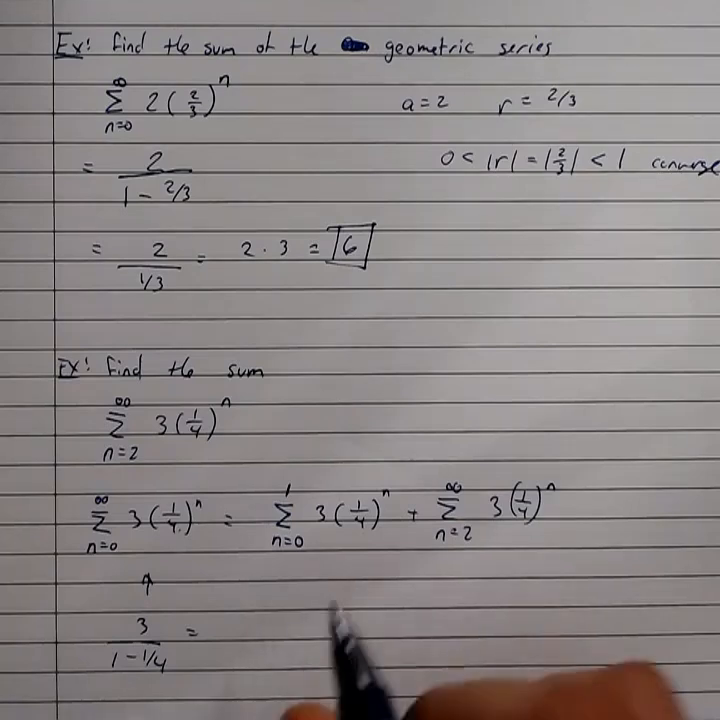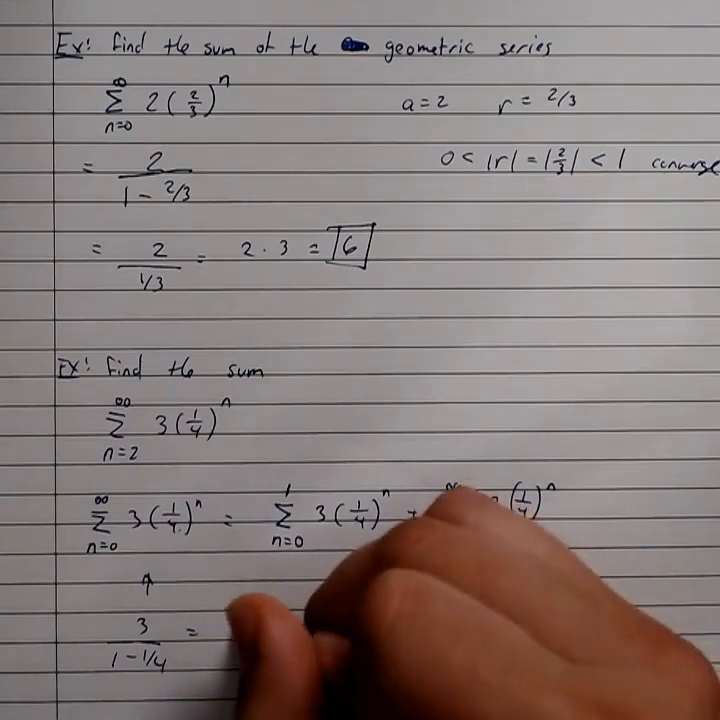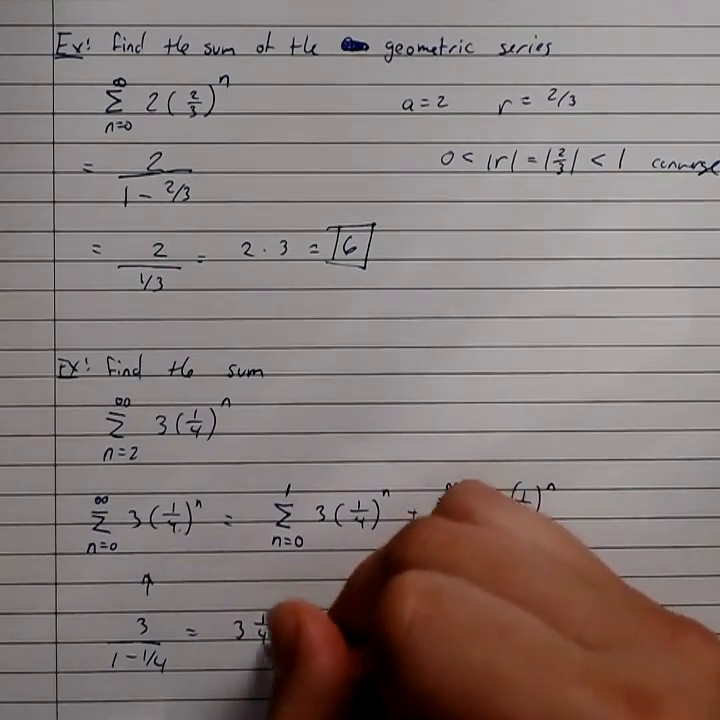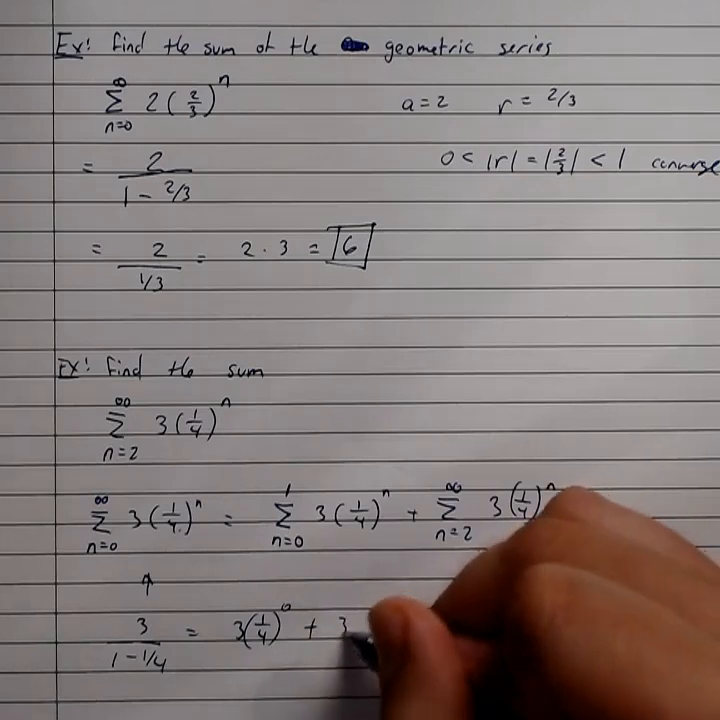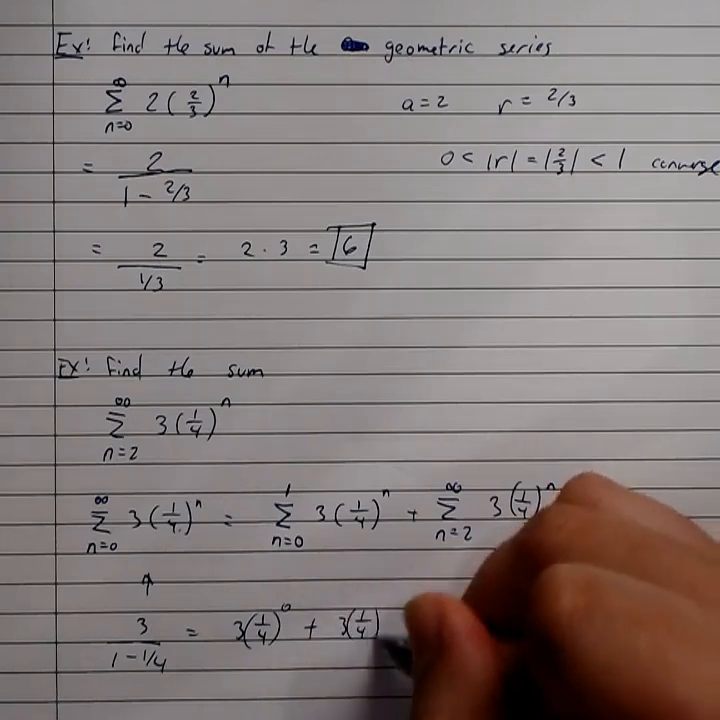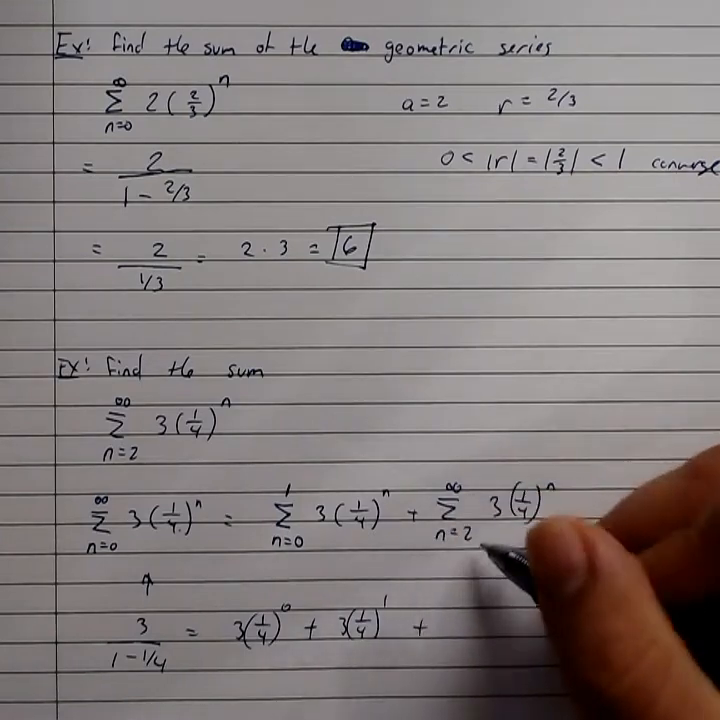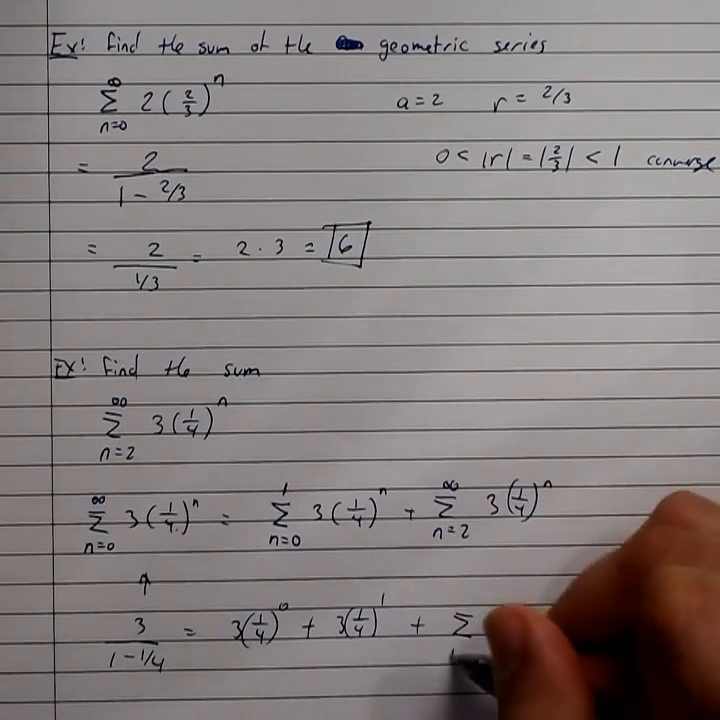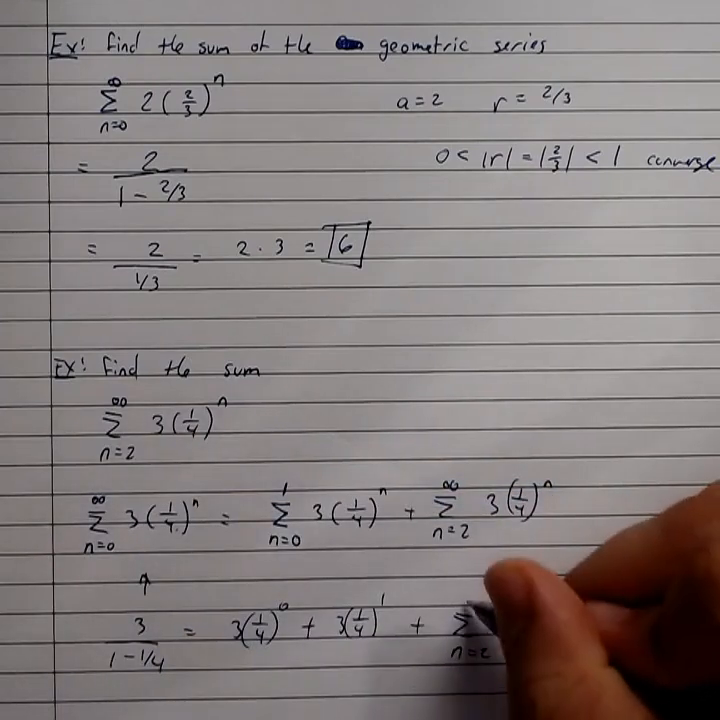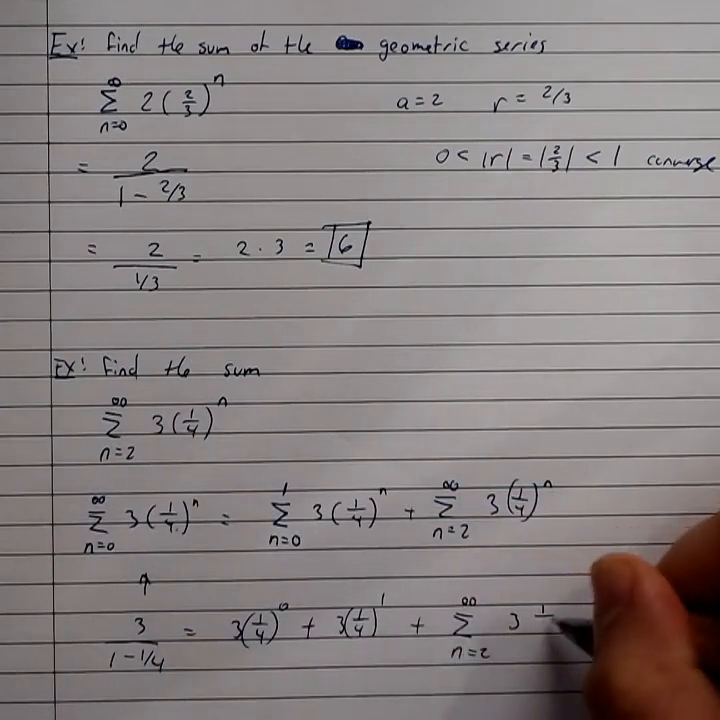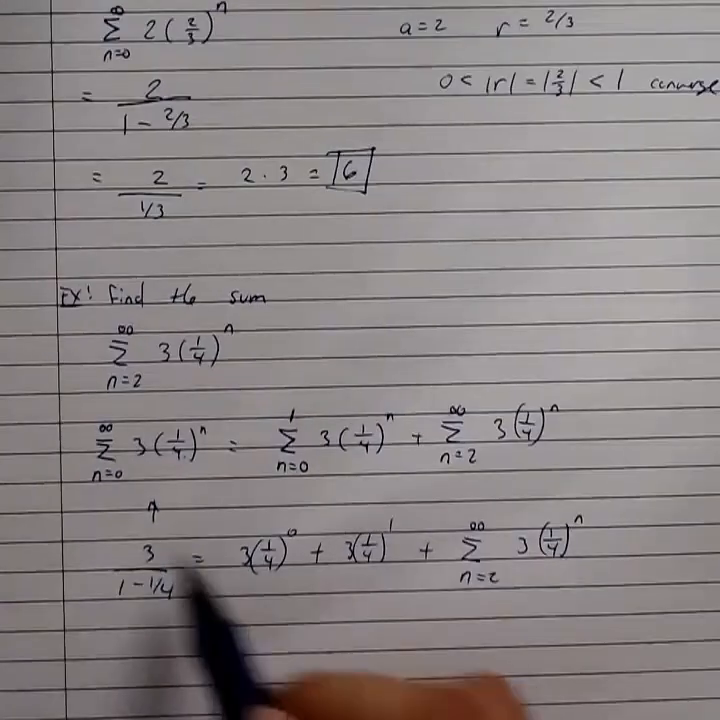This is just the sum of the first two terms, right? If I take n equal to 0, that's going to be 3 times 1/4 to the 0, plus, well, now n is equal to 1. That's 3 times 1/4 to the first power, plus this, I don't know what it is. In fact, that's what I'm looking for. That was my question. So I need the sum as n goes from 2 to infinity of 3 times 1/4 to the n. But notice, I know these.